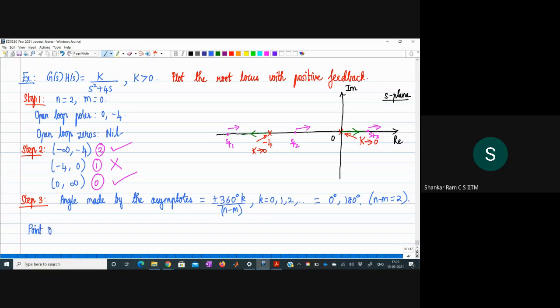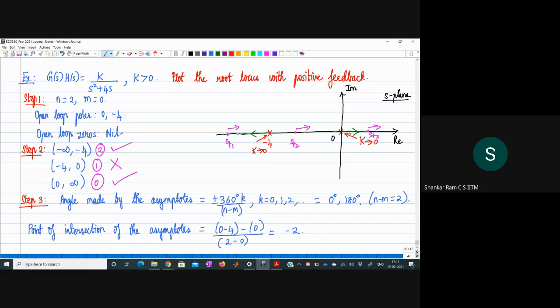So that we can have by looking at the point of intersection of the asymptote. So how do we get the point of intersection of the asymptote? The point of intersection of the two asymptotes can be obtained by using the same formula. That is sum of open loop poles minus sum of open loop zeros divided by n minus m. Open loop poles are at 0 and -4. There are no open loop zeros, and divided by n minus m, we have 2 minus 0, right? So the point of intersection is -2.